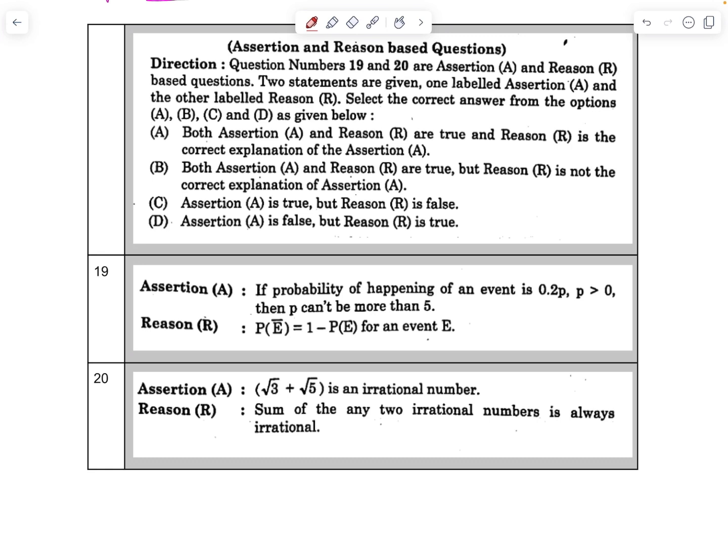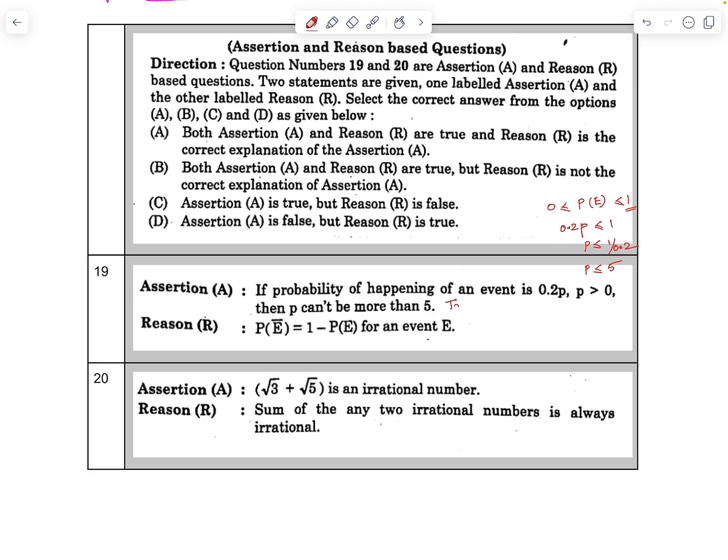Question number 19. Assertion says if probability of happening of an event is 0.2p, where p is greater than 0, then p can't be more than 5. We know that probability of any event is greater than or equal to 0 and less than or equal to 1. So the maximum limit is 1. So 0.2p should be less than or equal to 1, which means p is less than or equal to 1 upon 0.2, that is p is less than or equal to 5.